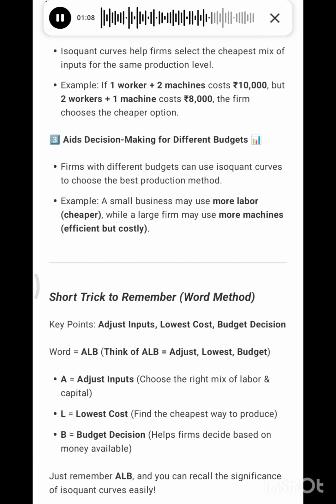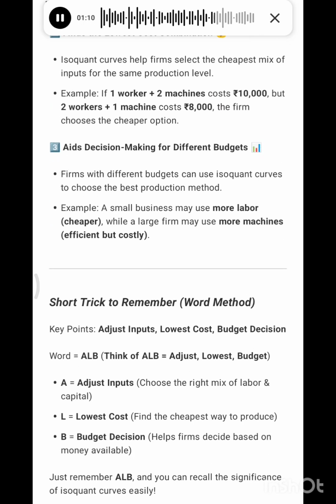Short trick to remember. Key points. Adjust inputs, lowest cost, budget decision. Word of ALB equals adjust, lowest, budget. A equals adjust inputs, choose the right mix of labor and capital. L equals lowest cost, find the cheapest way to produce. B, budget decision, helps firms decide based on money available. Just remember ALB, and you can recall the significance of isoquant curves easily.